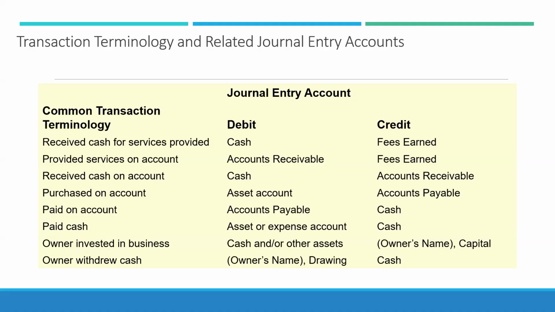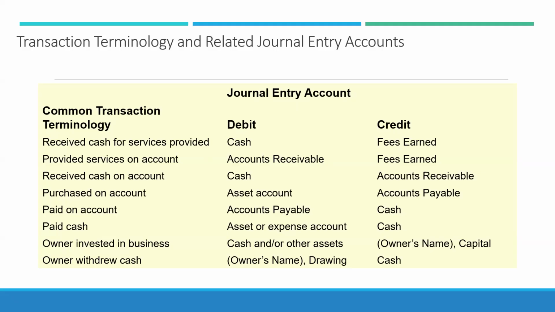Provided services on account. That means we have fees earned or service revenue, but we didn't get the cash yet. But when we plan on getting cash, we're going to use an account called accounts receivable, which is an asset, which means we're getting ready to receive that money. Do you know how we have an accounts payable? That means we owe the money. Accounts receivable is the opposite. We're going to get the money. Does that make sense?